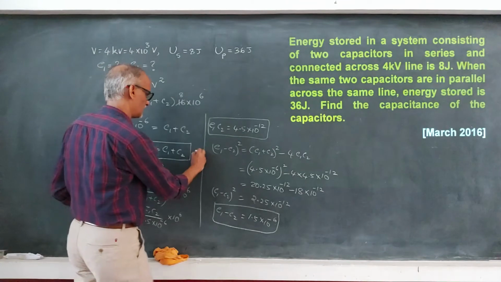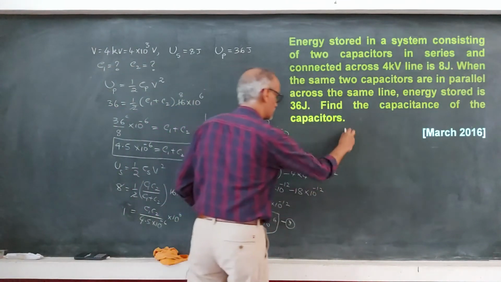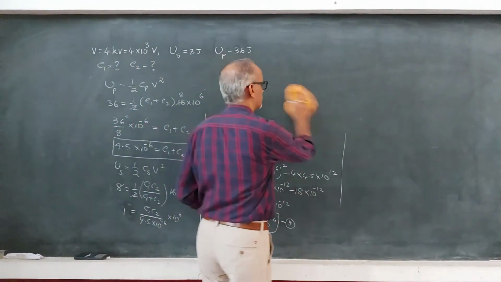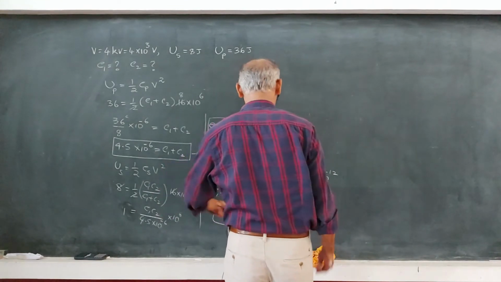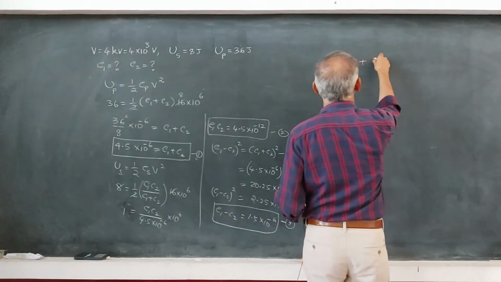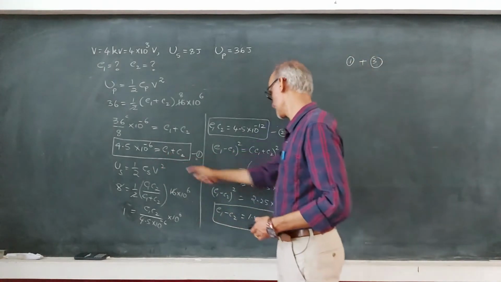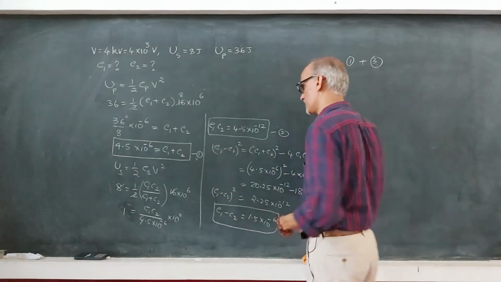So let this be 1, let this be 2, let this be 3. So I will add equation 1 and 3. Okay, equation 1 and 3. So when we add on the left hand side now, C1 plus C2, C1 minus C2. When you do this here, okay, let me write.